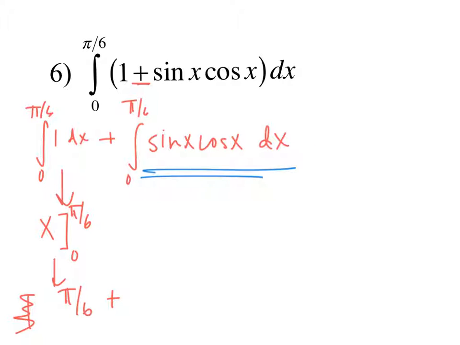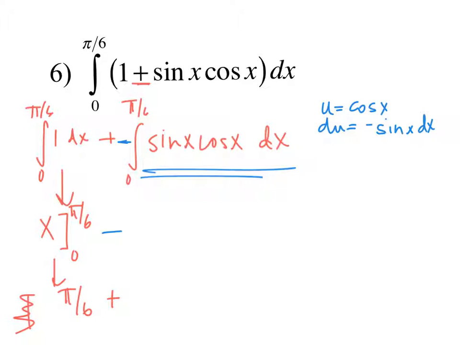Now sine x cosine x is a u sub. I'm going to set u to be cosine x, and du is negative sine x dx. All right, so it looks like I've got du, except I need to multiply by a negative. I'm not going to change the bounds on this one. I'm just going to keep it.